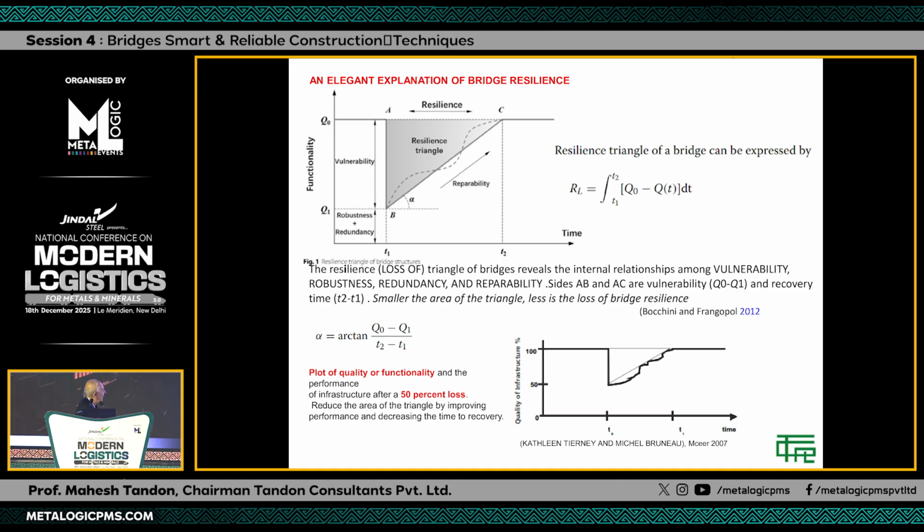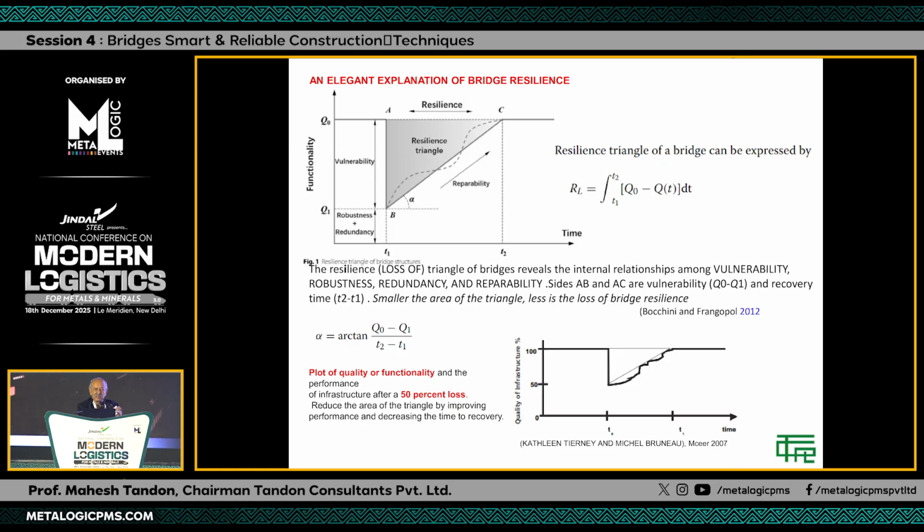This is called the bridge resilience triangle. This is what you have designed for, and the forces may be exceeded, and the functionality is shown here. So the forces may be exceeded and it may be somewhere there. On the x-axis is the time. So if you look at this AC and AB, AB represents the vulnerability, as is clear, and this triangle area has to be made as minimum as possible.